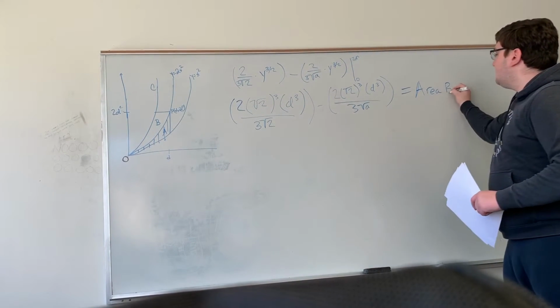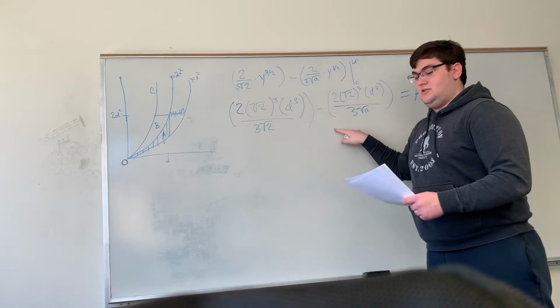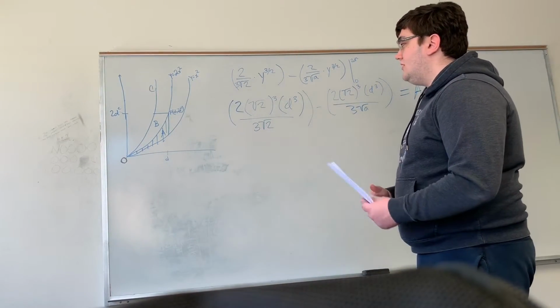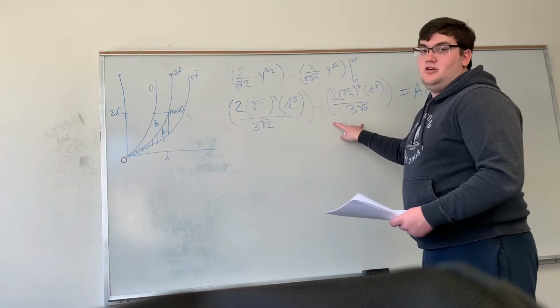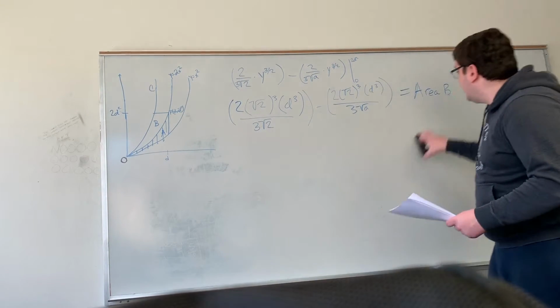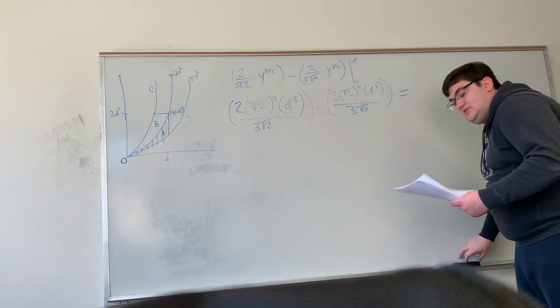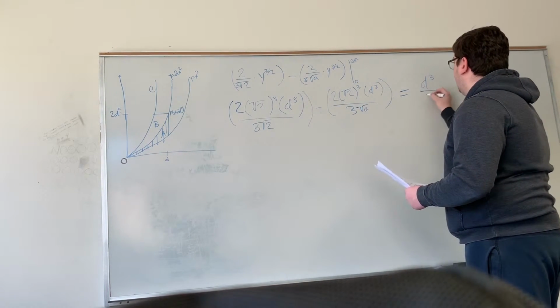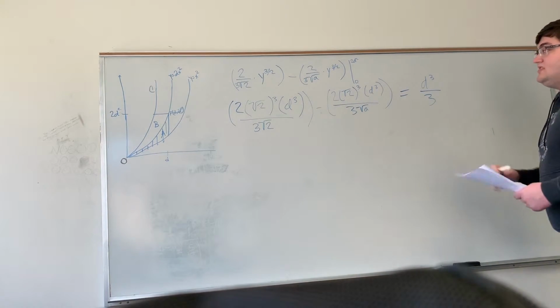So the area of region B. Now once we have this, the problem told us that the areas of region A and of B are both equal to each other. So now we're going to set this all equal to d cubed over 3, which is the area that we got for region A.